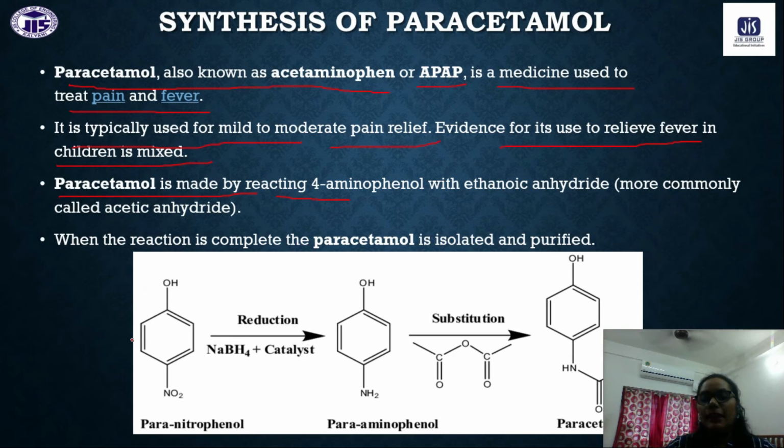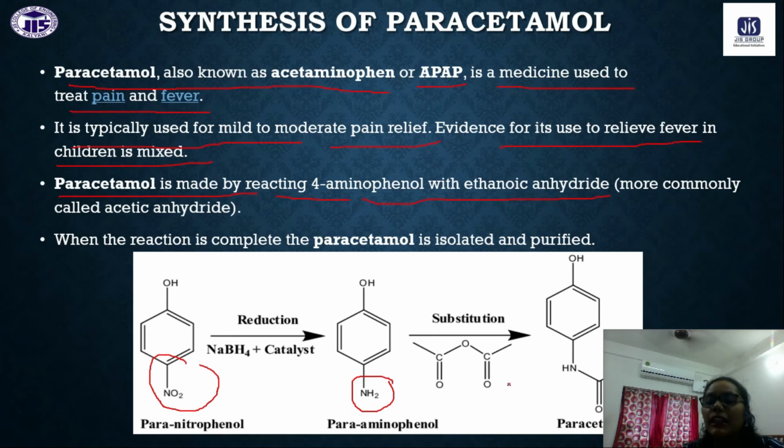Look here, this is the substrate that we are using, 4-aminophenol. This is the phenol, and at the para position we have, first of all, para-nitrophenol, right? After the reduction it will make the amine group, so this is called 4-aminophenol. First, this para-nitrophenol will be reduced by sodium borohydride to form 4-aminophenol, and then it will react with acetic anhydride, forming paracetamol by reacting 4-aminophenol with ethanoic anhydride.